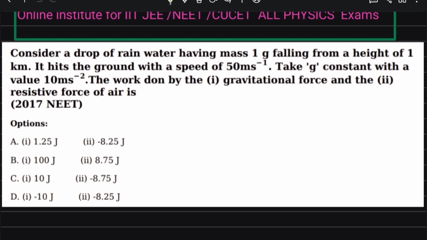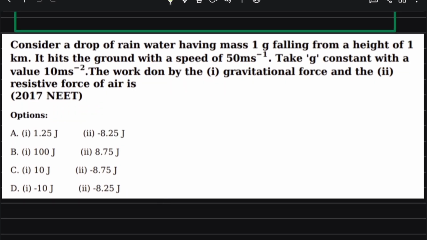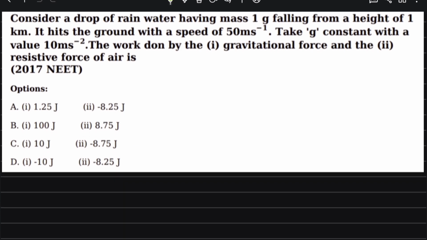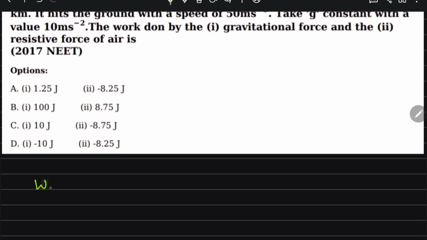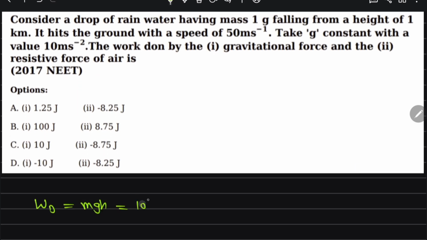This is the question. Consider a drop of rainwater having a mass of 1 gram falling from a height of 1 kilometer. It hits the ground with a speed of 50 meter per second. Taking g as a constant, find the work done by the gravitational force. You can directly calculate mgh. Mass they have given is 1 gram, that is 10 to the power minus 3. g is 10. Height is 1000 meter. So the work done by gravitational force is 10 joule.